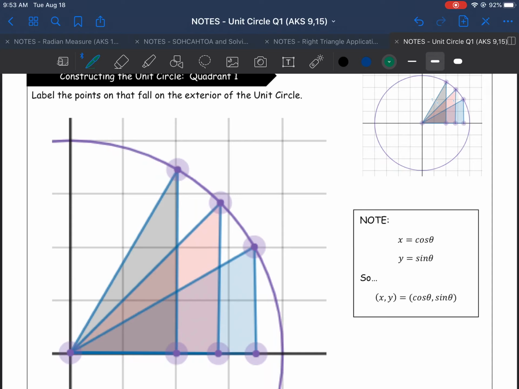In our first triangle, we had a 30, 60, 90 triangle, and the angle that we used was 30 degrees. If we converted 30 degrees to radians, we would have pi over 6 radians.